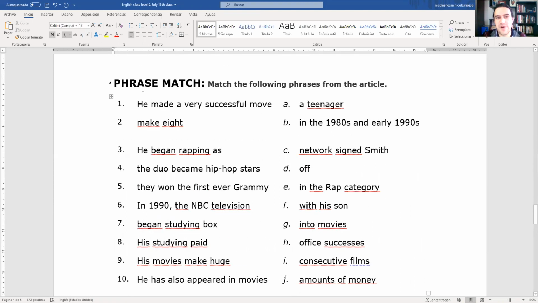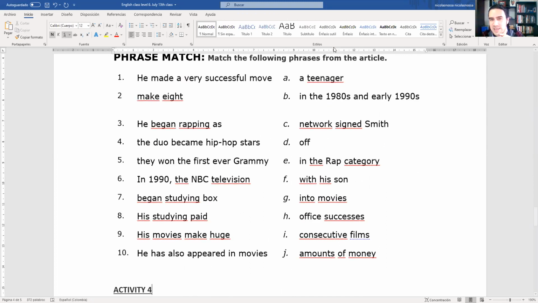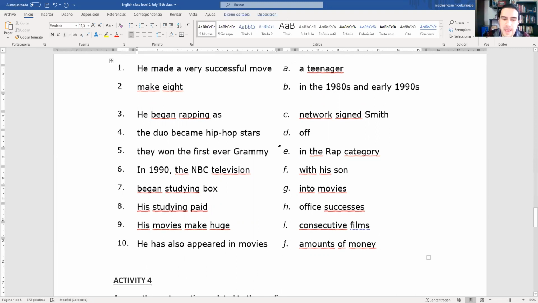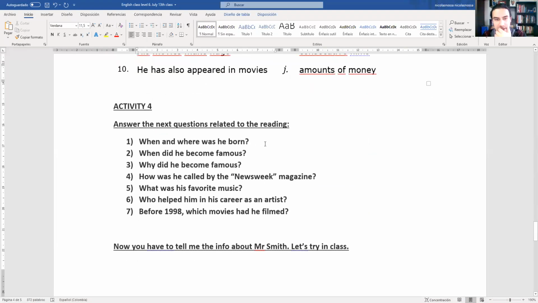Which is a phrase match: match the following phrases from the article. So number one, he made a very successful movie. So match is relacionar, esta palabra match, with A, B, C, D, E, F, G, H, I, J, okay? So tell me what is the correct complement for number one, for number two, for number three, etc. According to the reading, okay? And the activity number four, the last one, answer these questions related with the reading, okay?